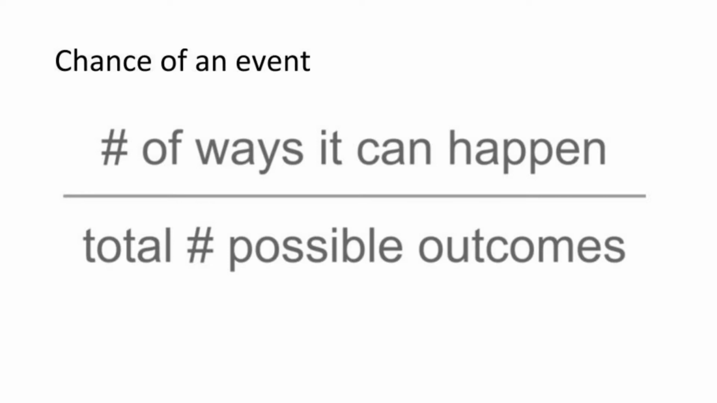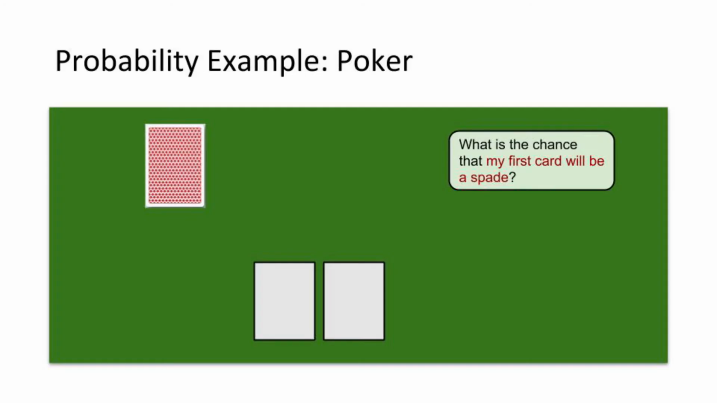Another term for probability is just chance. What is the chance of it raining today, or what is the probability of a flush in poker? But probability is just how likely an event will occur, and that's calculated by the number of ways of an event occurring over the total number of possible outcomes. So let's dive right into an example.